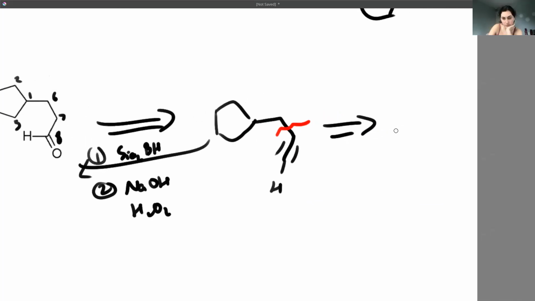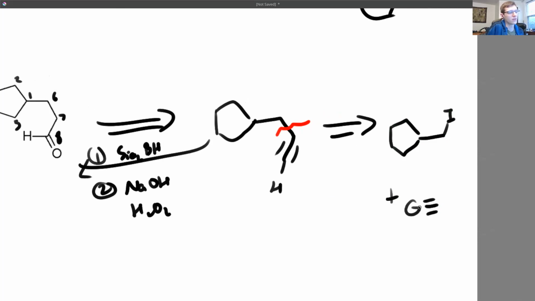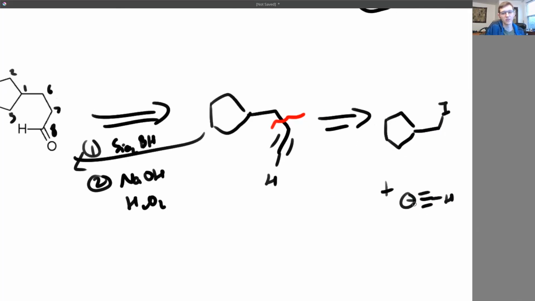SN2. Yeah, exactly. Both of you got it. So SN2, I don't know. We're going to pick iodide again. No need to be creative, right? And then this acetylide ion. And so this happens by SN2.